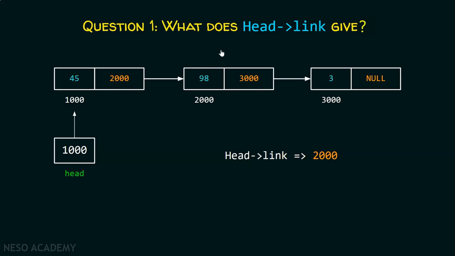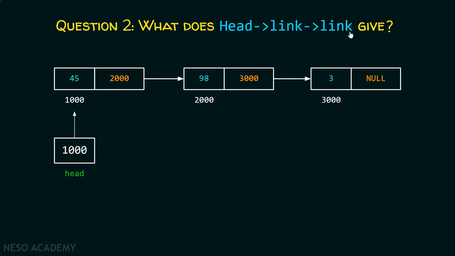Now my second question. What does head->link->link give? What is this? We haven't seen this before. What does this give? For this you need to understand the meaning behind this. First of all, what does head->link give? Head->link gives the address 2000. Because when I simply write head, it means that I'm trying to access the content of this head, that is 1000. So I can replace this head by 1000.